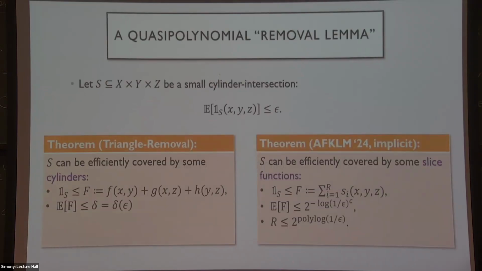So what did we prove in this second paper? We proved this sort of removal lemma on the right, which you can compare to the triangle removal lemma on the left. Whereas the triangle removal lemma says you can get a cover by some cylinders, we get a cover by some slice functions. However, the dependence on the parameters is very good. That's the upshot: we get quasi-polynomial parameters on the right-hand side, and you could hope for the same thing on the left-hand side, but so far we're not sure how to do it.